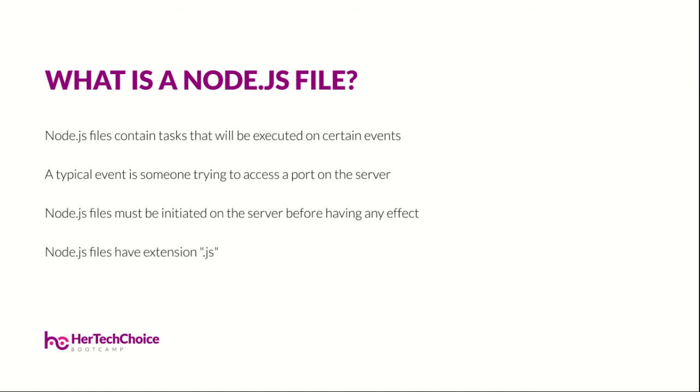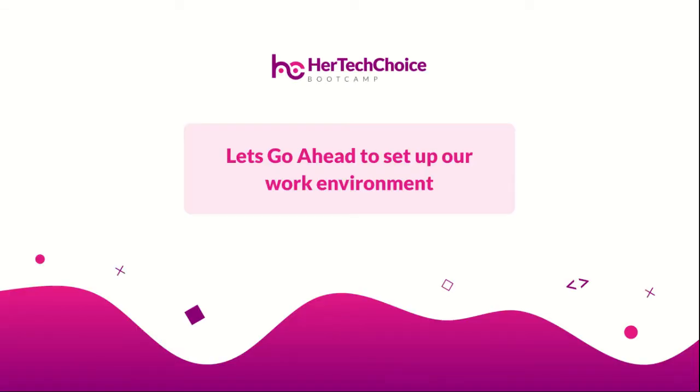We have seen a whole lot of extensions. We have .txt, which is a text file. We have .docx, which is for a document file, a Word document or whatever document file. We have .pdf, which is for PDF files. For a Node.js file, we would be using the extension .js. All this will be understood as we dive into development. Now, we'll go ahead to set up our work environment.